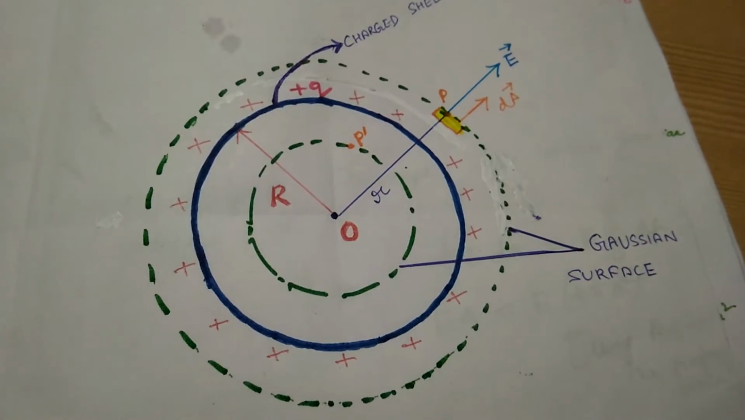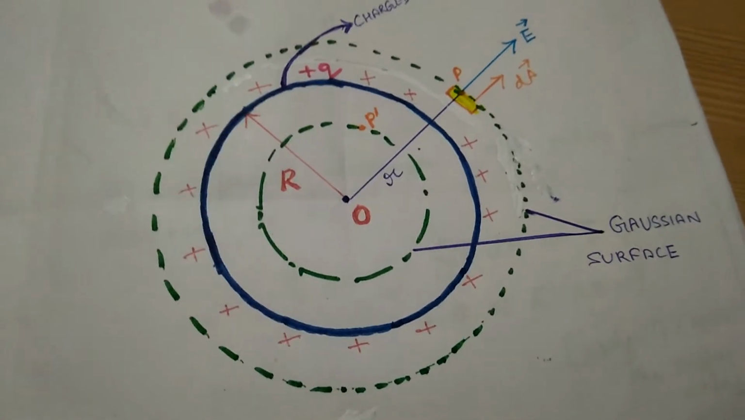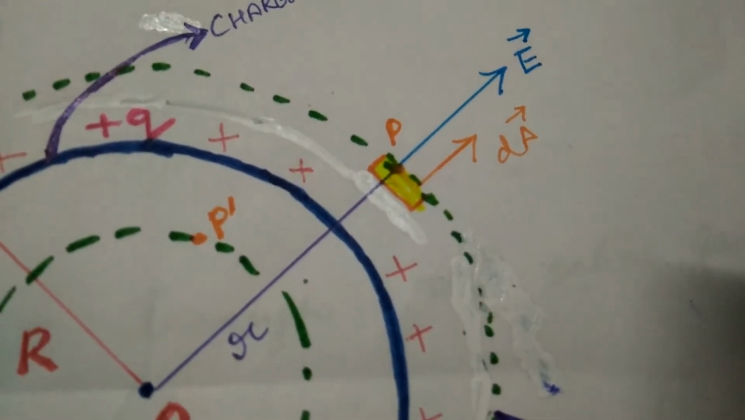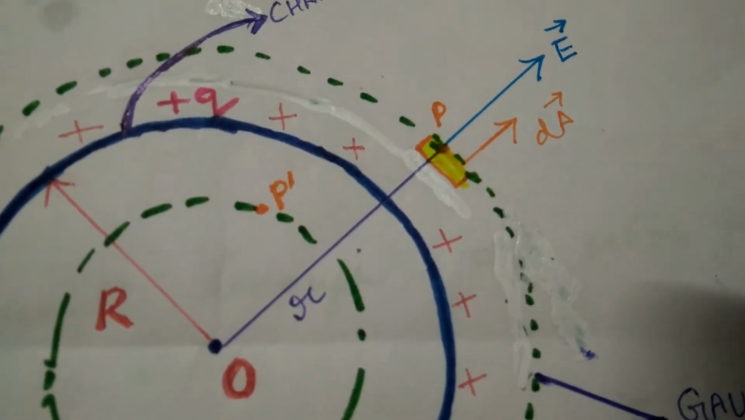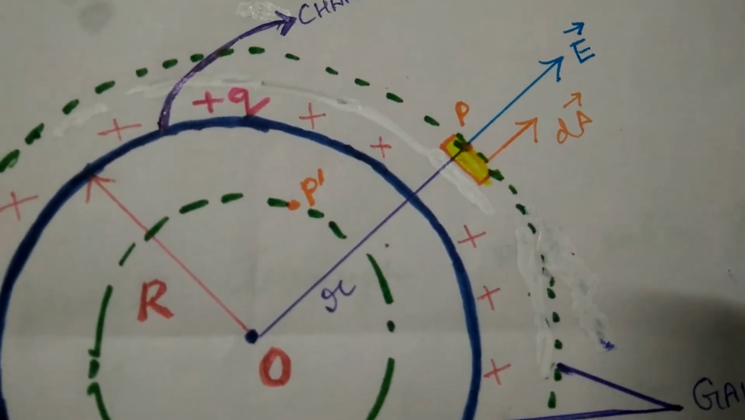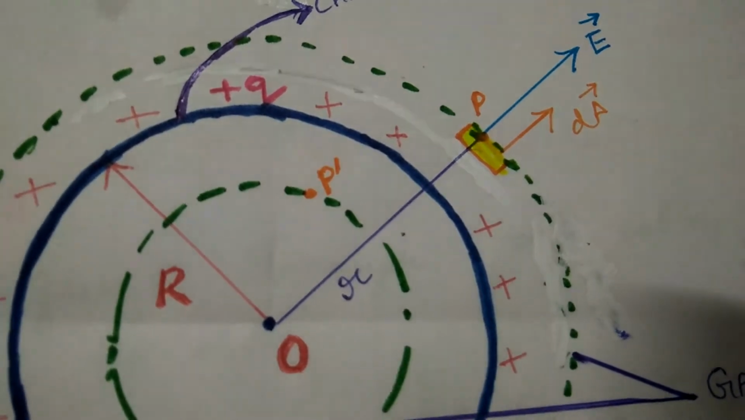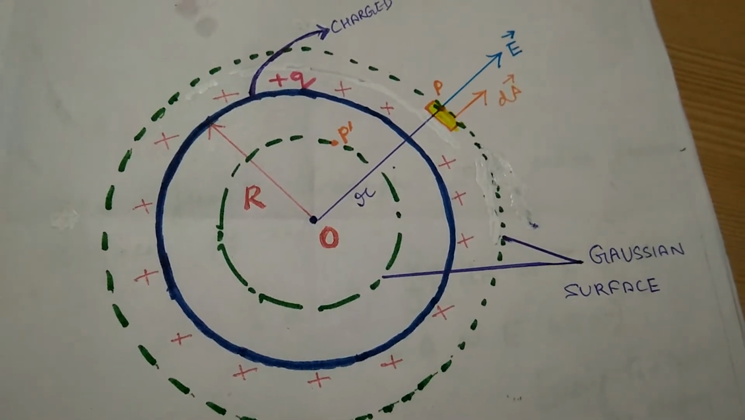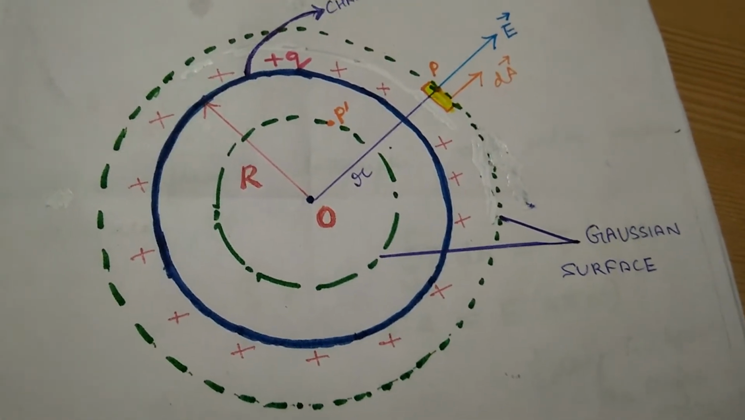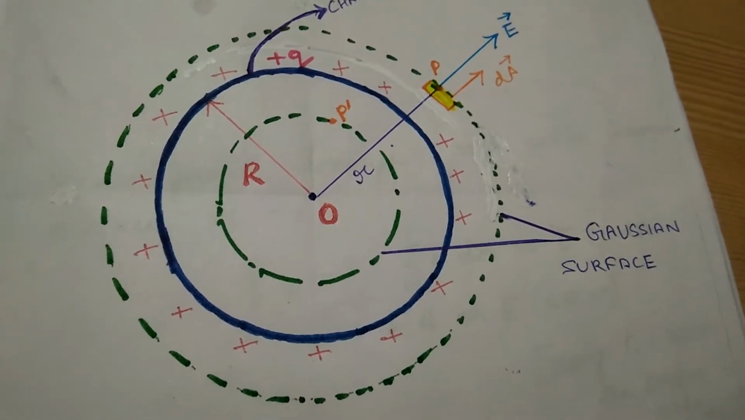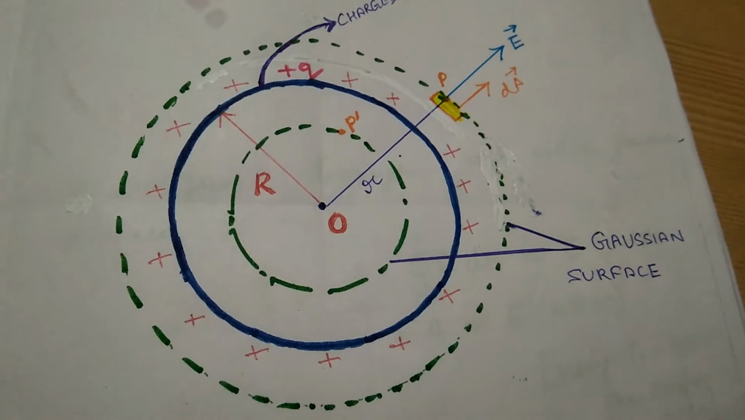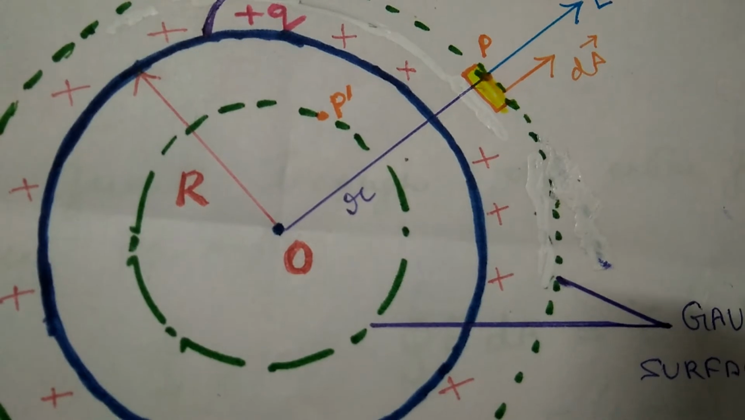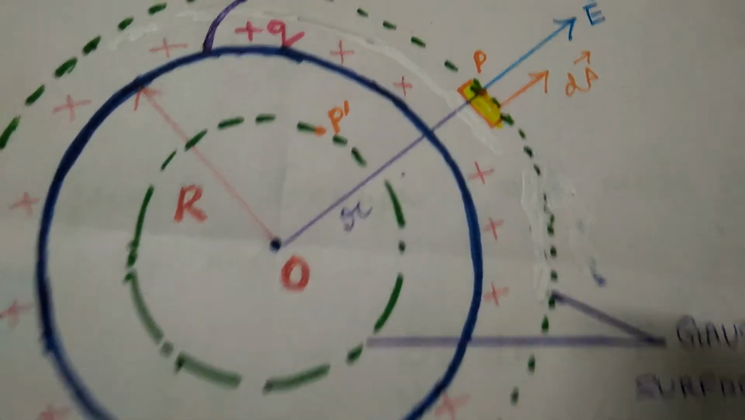Now to analyze this question, we have to consider three parts. One is the external point P. The second will be a point P on the surface of the shell, and the third will be a point P dash inside the shell. So we draw our Gaussian surface, shown by the green dotted lines, around the spherical shell. First we consider an external point P. The radius is taken as small r, meaning the distance of P from the center of the shell O is small r.